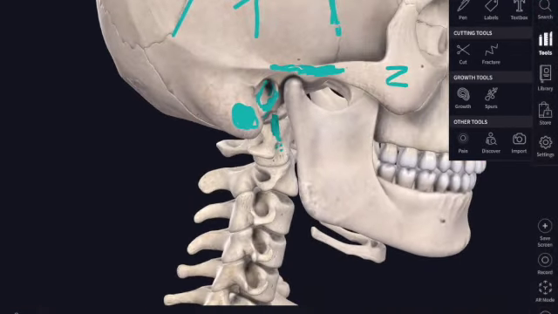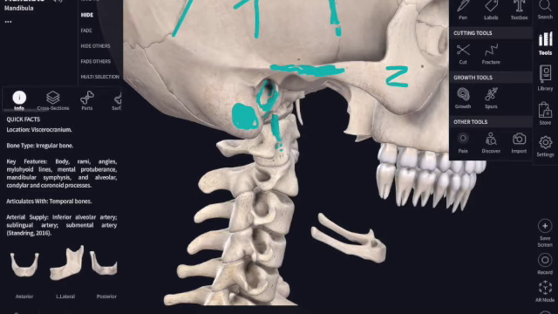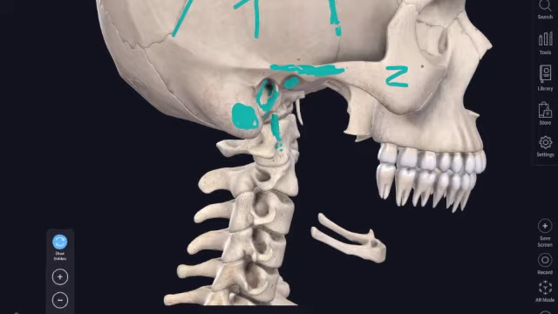This next piece is the mandibular fossa. So this is the mandible. So if we were to hide that structure, this spot right here, right where that bone articulates, would be the mandibular fossa. Bring back the jawbone.